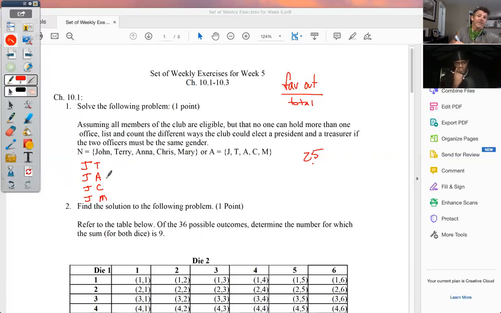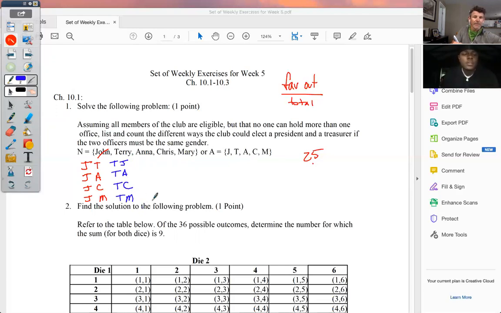Okay, so now we've done John as the president. Let's do Terry as the president. I'm just going to change color so it contrasts. Terry would be the president, John would be the treasurer. Terry would be the president, Anna would be treasurer, and Terry would be the president again, and Mary would be the treasurer. Good. Don't forget Chris.